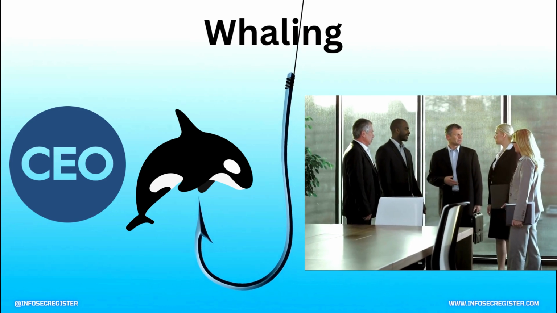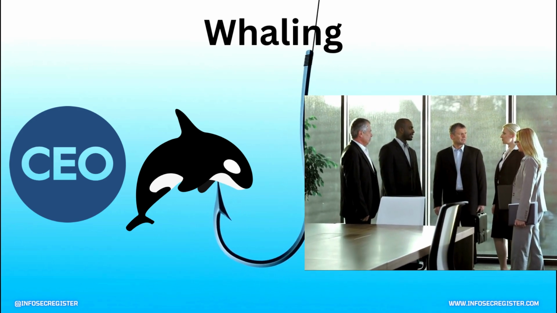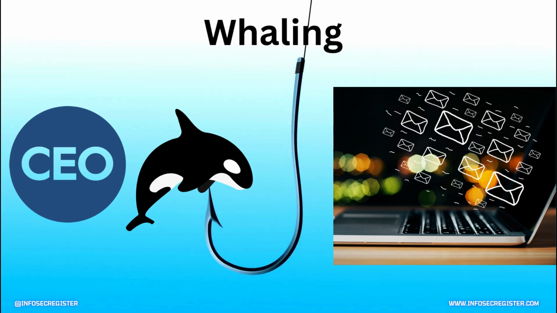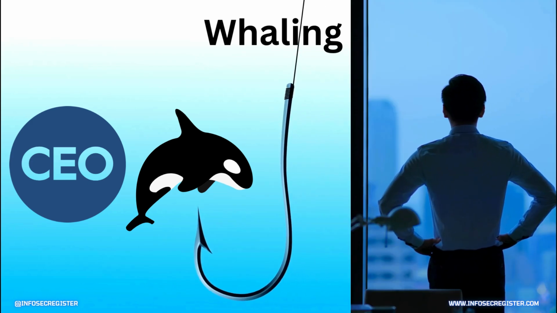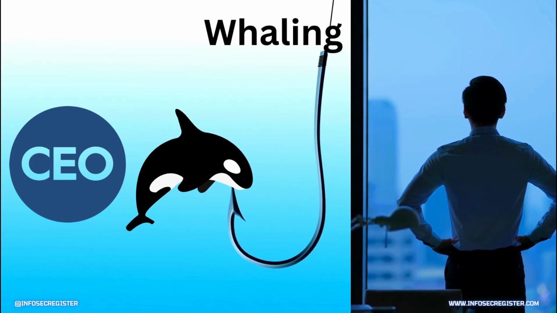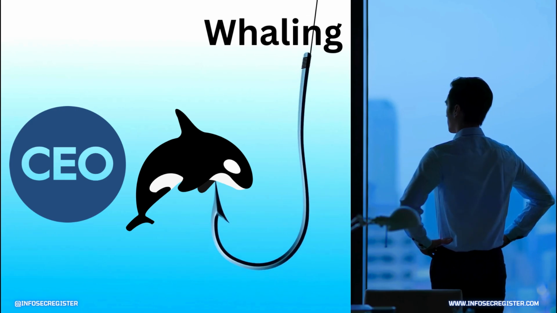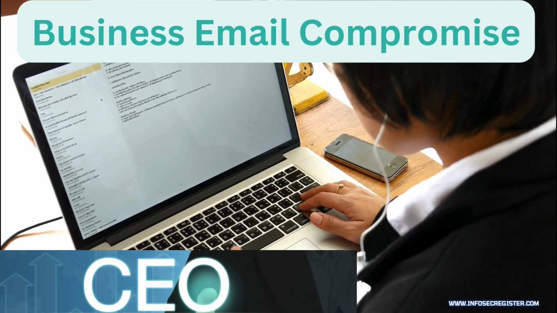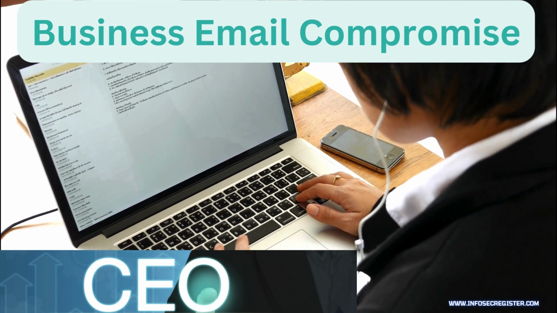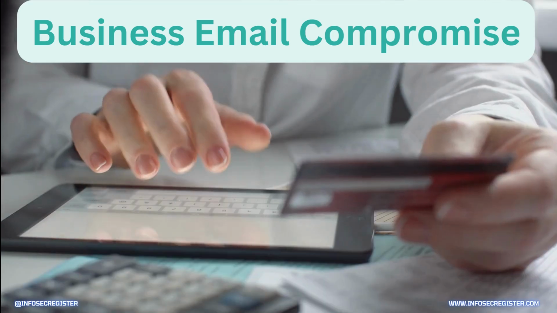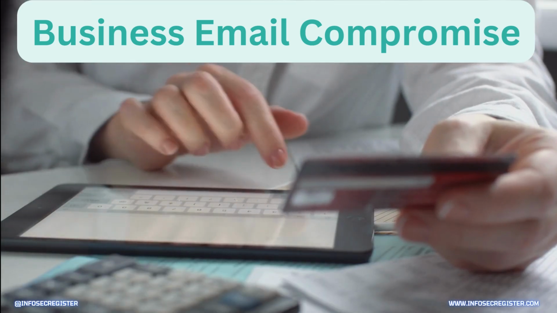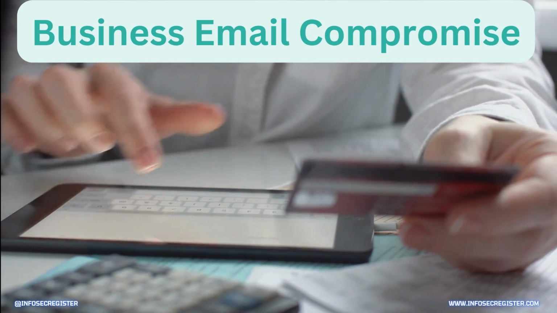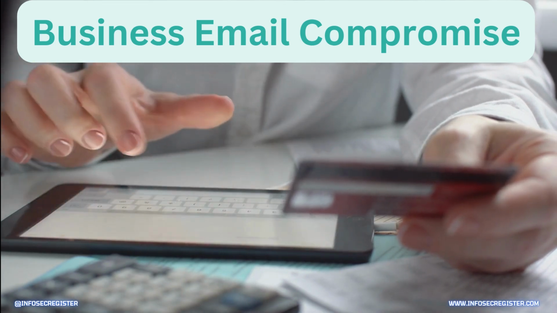In whale phishing, attackers target high-profile individuals, such as executives or decision-makers. These emails often mimic important business communications, exploiting the authority of these individuals to trick others into sharing critical information or executing large financial transactions. In business email compromise, attackers impersonate company executives to convince employees to make unauthorized payments or share sensitive information. These attacks can be financially devastating, with losses reaching billions each year.